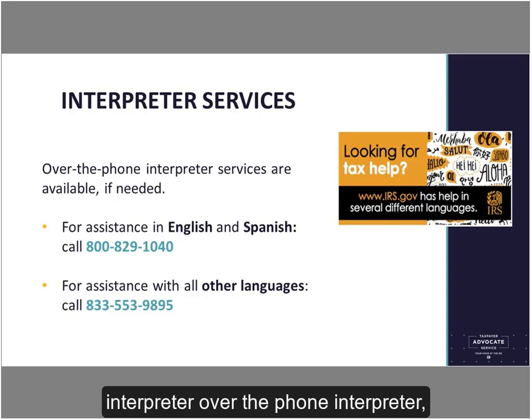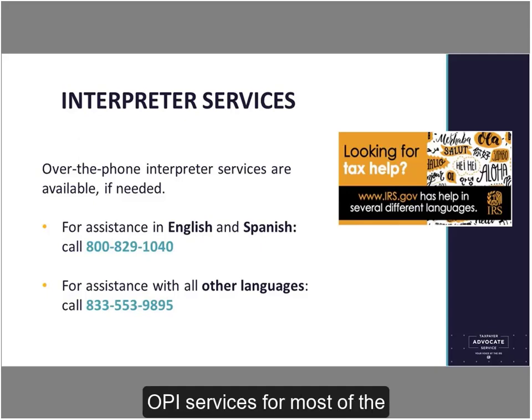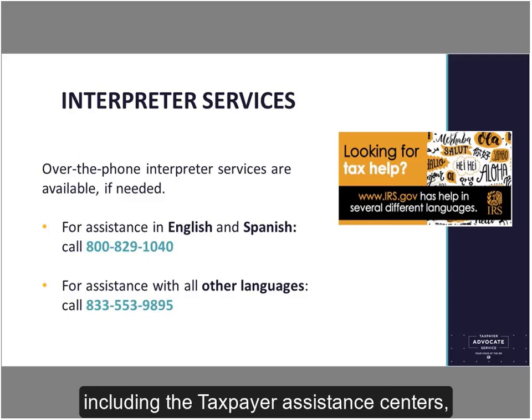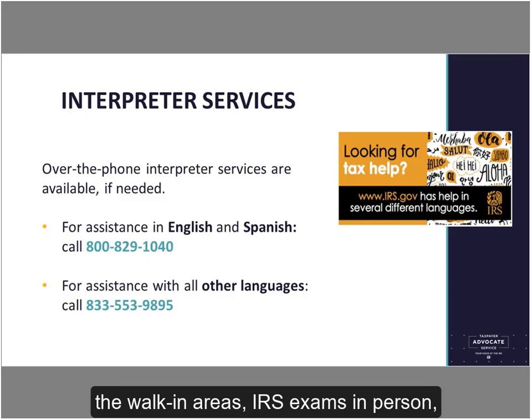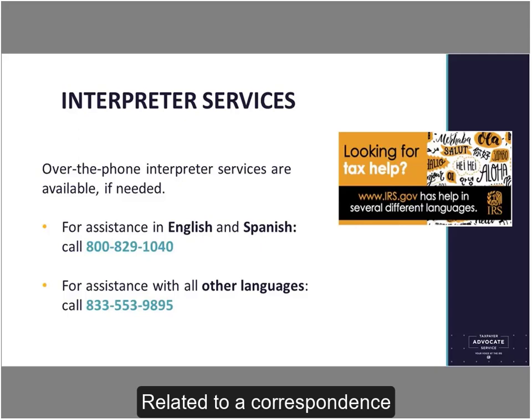853-995. They can also provide over-the-phone interpreter, or OPI, services for most of the IRS taxpayer-facing functions, which is really valuable sometimes, including the taxpayer assistance centers, the walk-in areas, IRS exams in person and for over-the-phone questions related to a correspondence exam. When dealing with the IRS representatives discussing tax collections, for appeals meetings, conference calls.